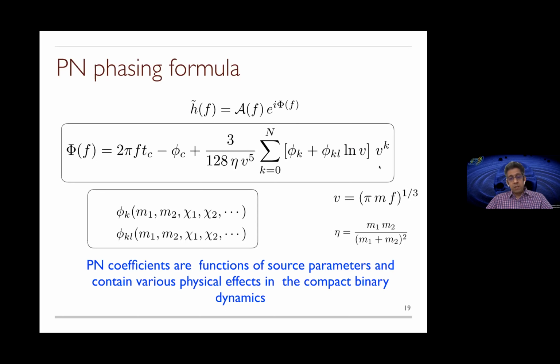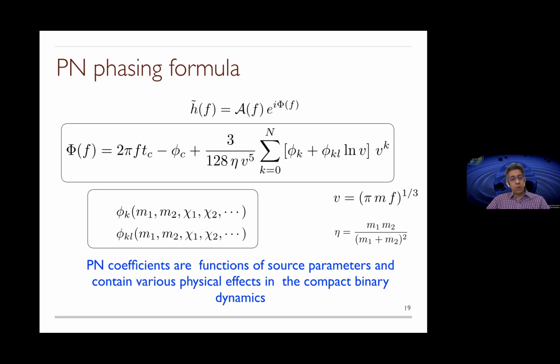This is an expansion, and we know it up to (v/c) raised to 7 for compact binaries in full generality. The phi k and phi kl, which characterize the non-log and the logarithmic terms in this expansion, would contain the masses, spins, and all the parameters which describe the binary. It may be tidal parameters also, depending on the case. So the binary parameters are inside these phi k parameters. That is an important thing to note. And eta is just a way to define the mass ratio. There's no eta here, so I don't have to talk about it.